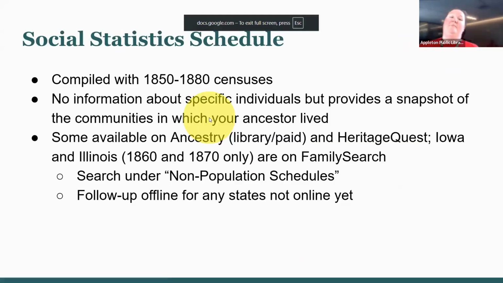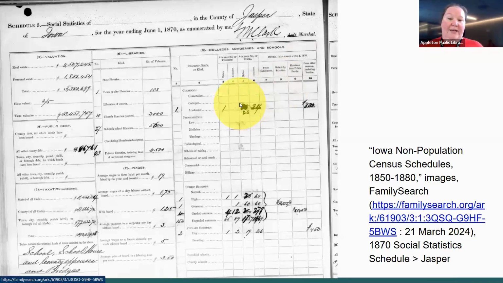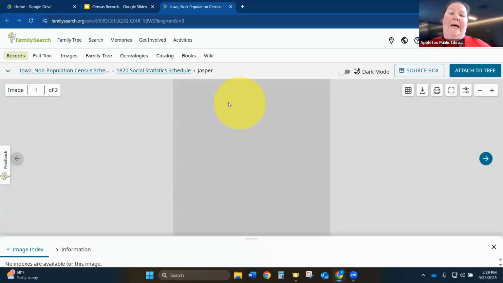And we're running low on time here, but we've got just a little bit more. So the social statistics schedule was compiled with the 1850 to 1880 census. Unfortunately, there's no information about specific people, but it does give you a little snapshot of the different communities that your ancestor is living in. Some of them are on Ancestry, both the paid and the library edition, and on Heritage Quest. Only Iowa and Illinois for certain years are on FamilySearch. Again, you want to search under that non-population schedule and follow up for those offline ones that are not online yet.